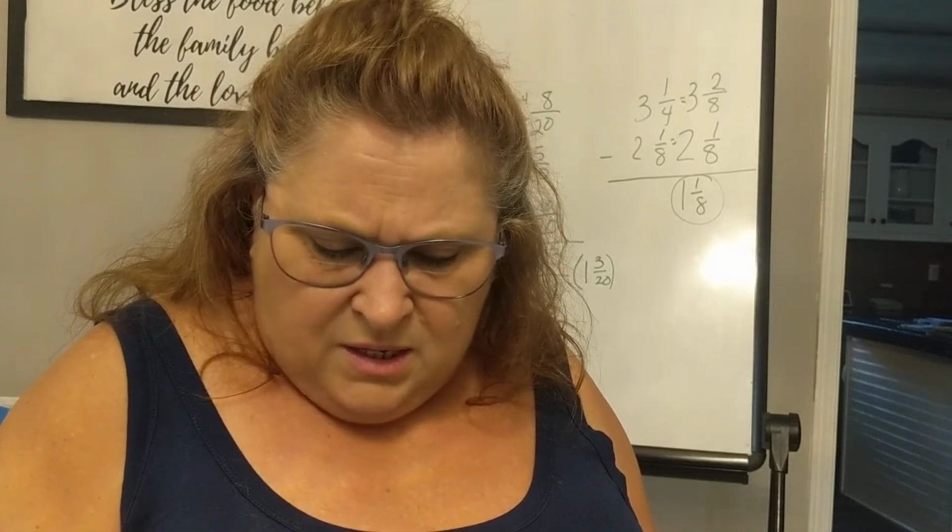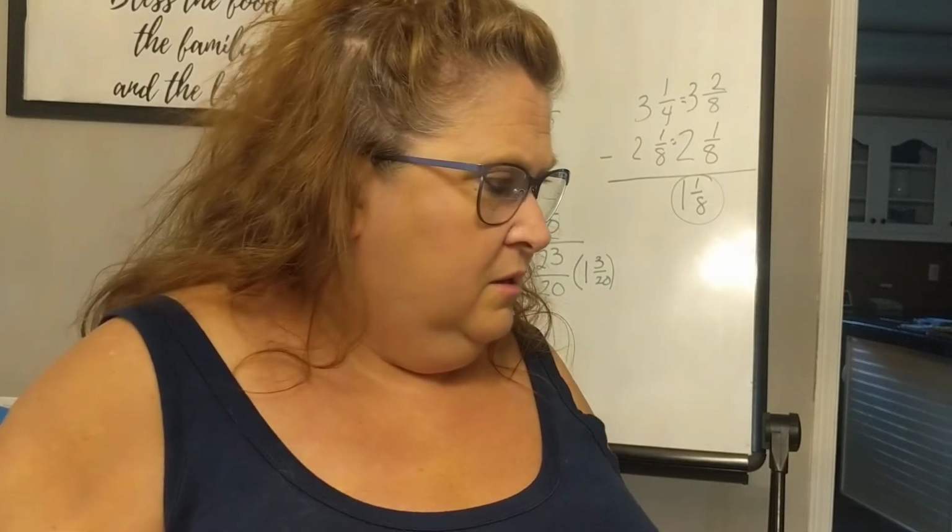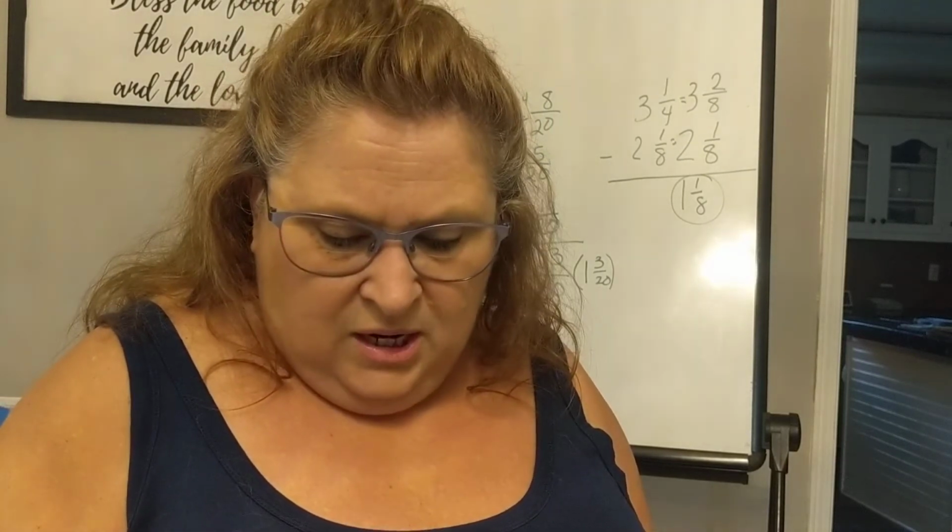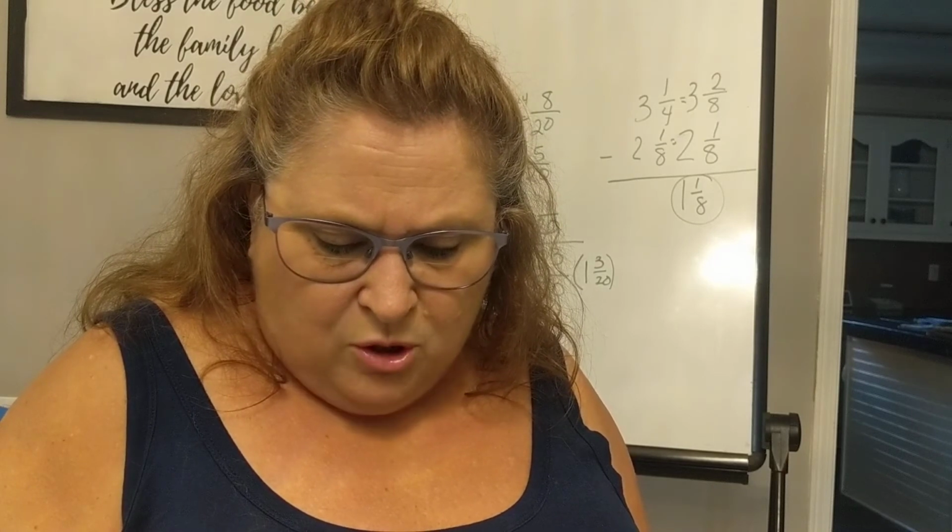I have 3, 6, 9, 12, 18. I said 18 when I was counting by 9s. 9, 18. So 18 could possibly work. Let's look at our multiples of 6. We have 6, 12, 18. So my least common denominator is 18.